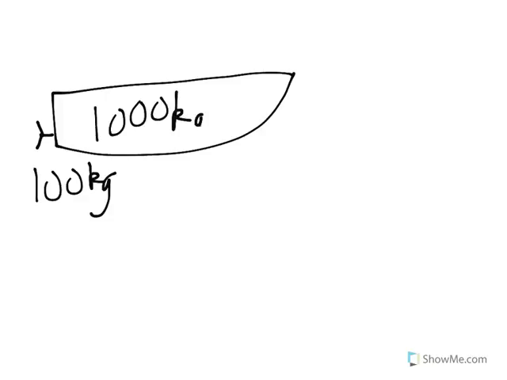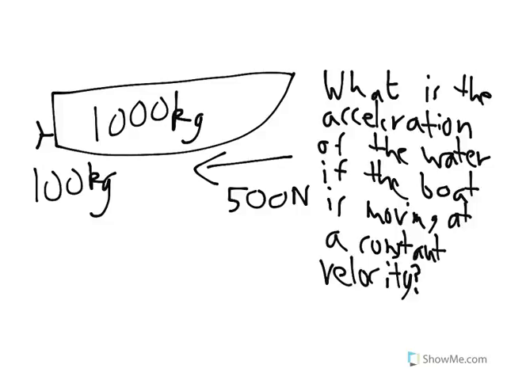So let's say the propeller on this boat is capable of exerting a force on 100 kilograms of water. At what acceleration does this water need to undergo in order to make this 1,000-kilogram boat move at a constant velocity, assuming that there's 500 newtons of drag due to the resistance on the water? So I've given you all of the information you need to work out this problem. Use all of Newton's three laws to figure this out. Pause the video, and we'll go through it together.